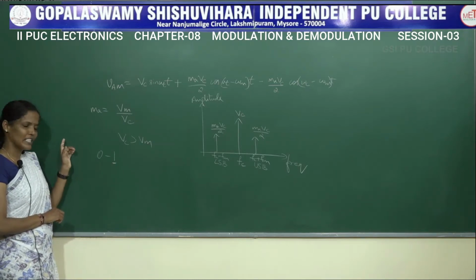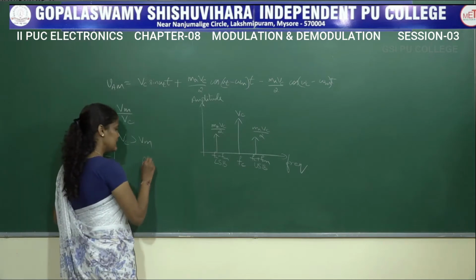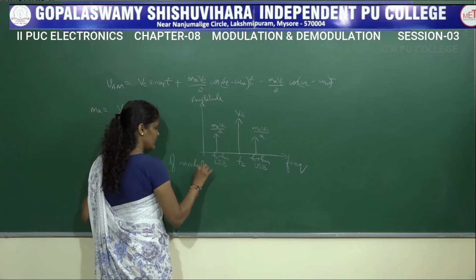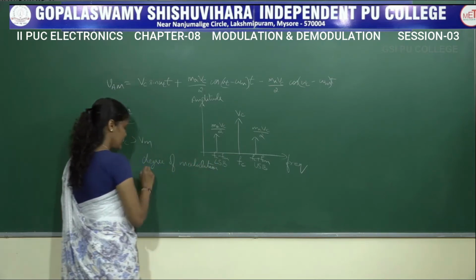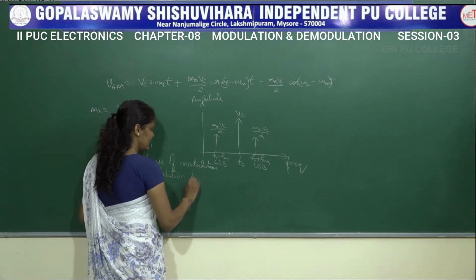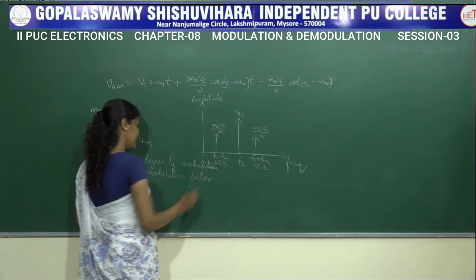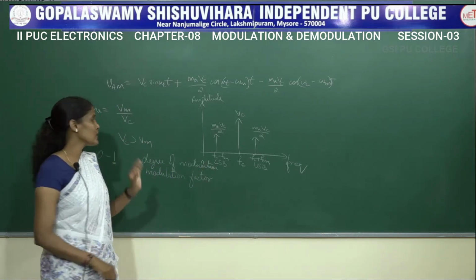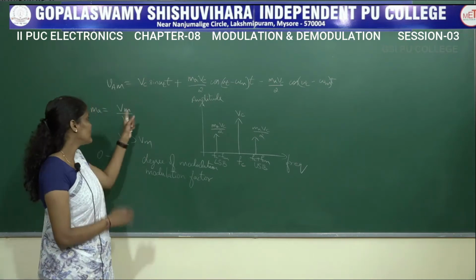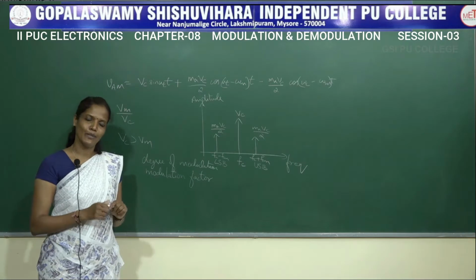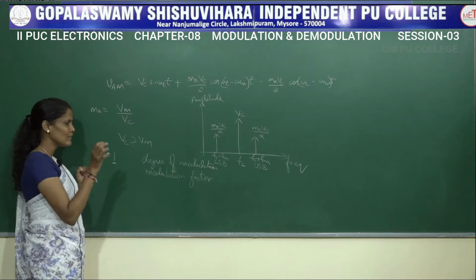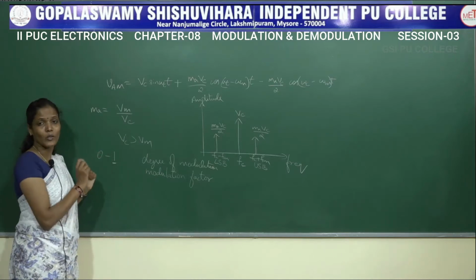So this modulation index can also be called the degree of modulation or the modulation factor. It's one and the same. Modulation index, degree of modulation or modulation factor is equal to MA, which is nothing but the ratio of the amplitude of a modulating signal to the amplitude of a carrier signal, and it does not have any unit. It is just a number which lies between 0 and 1.